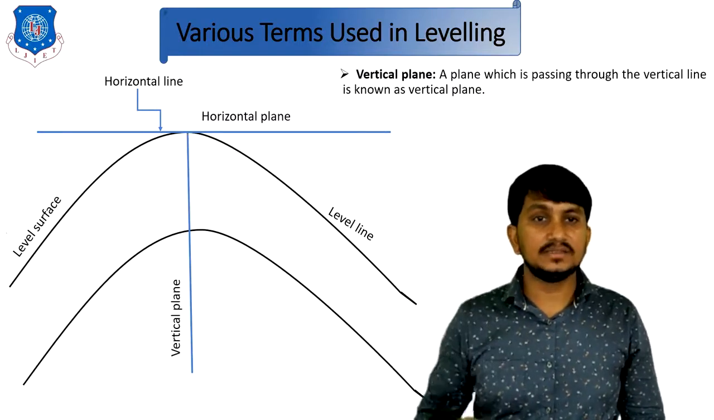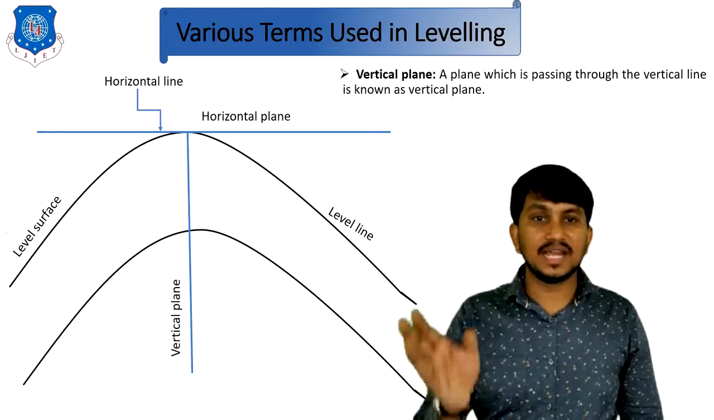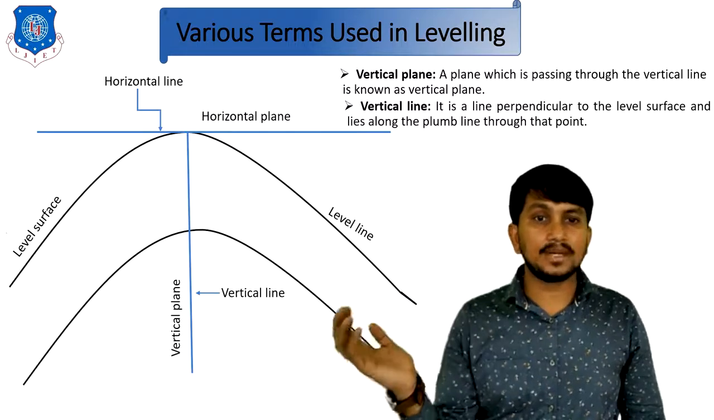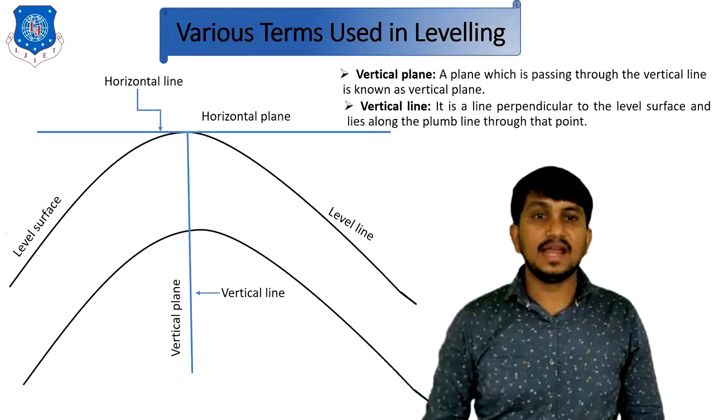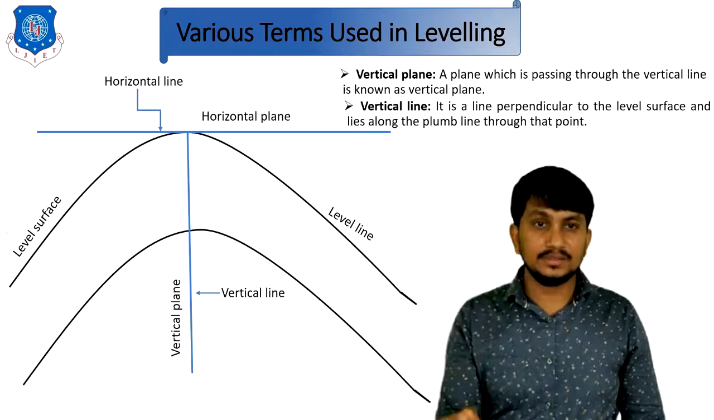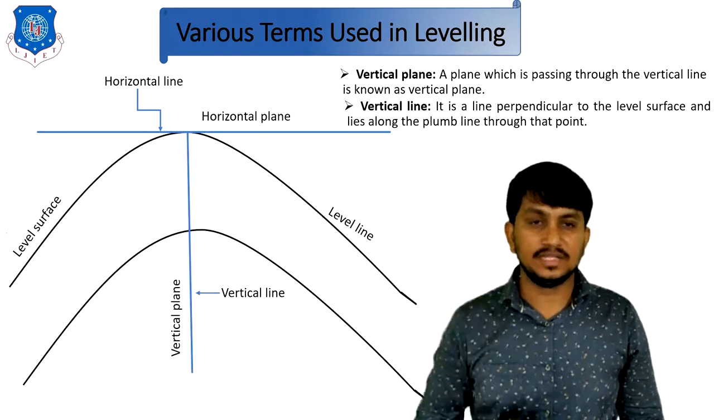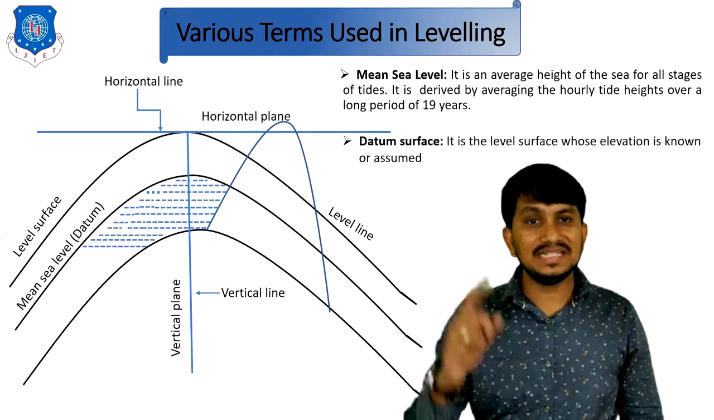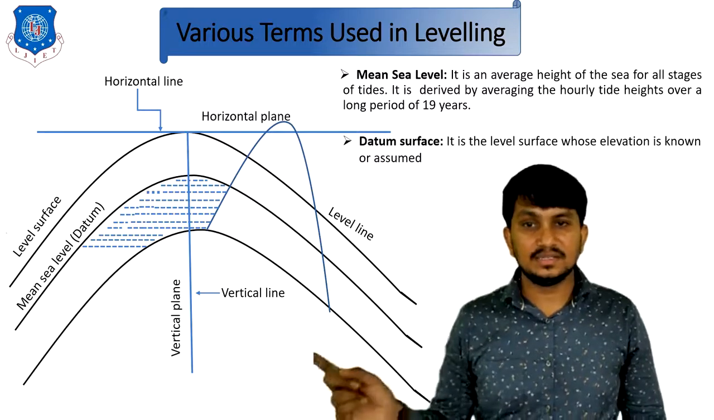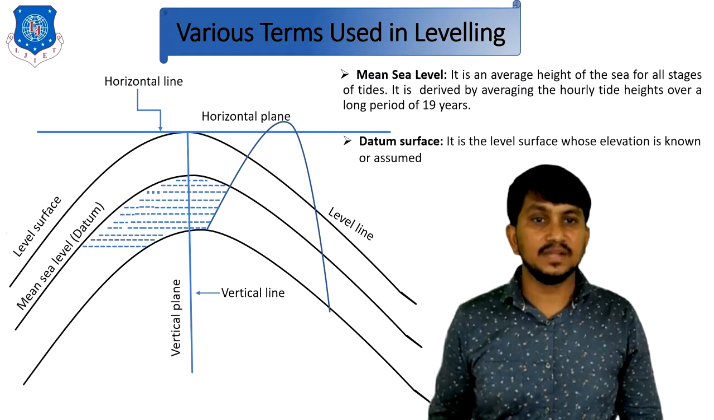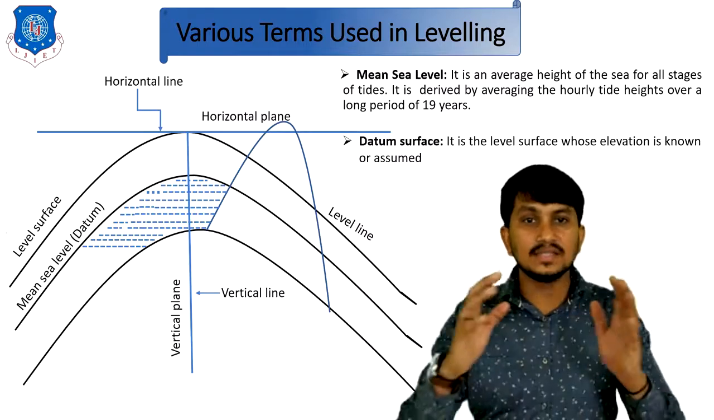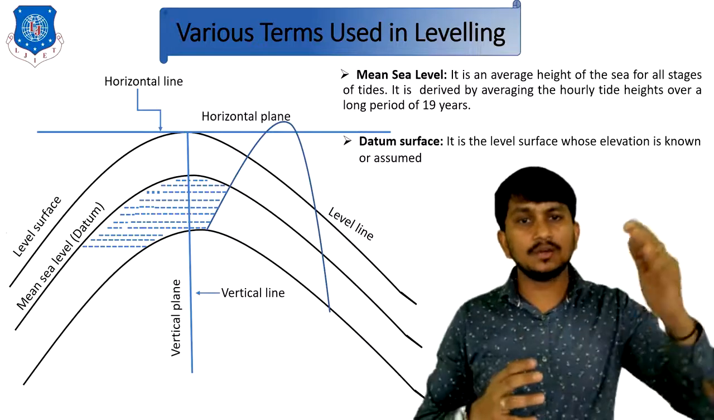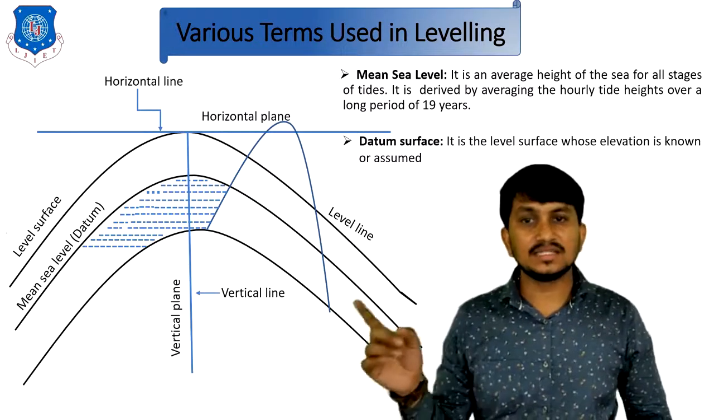Next is vertical plane. A plane which is passing through the vertical line is known as a vertical plane. Vertical line: it is a line perpendicular to the level surface and lies along the plumb line through that point. Next is mean sea level and datum surface. This is the mean sea level, as you can see in this figure. It is an average height of the sea for all stages of tides. It is derived by averaging the hourly tide heights over a long period of 19 years.